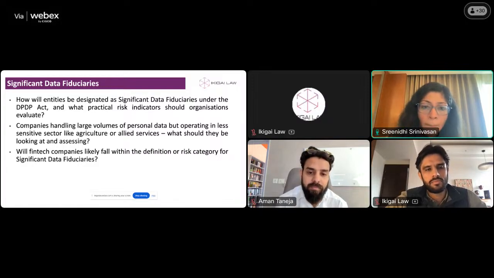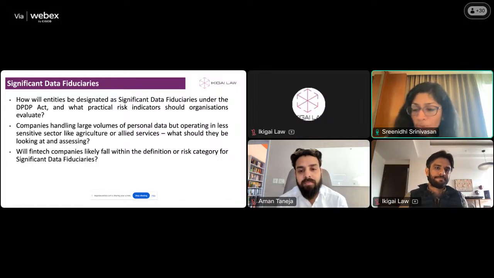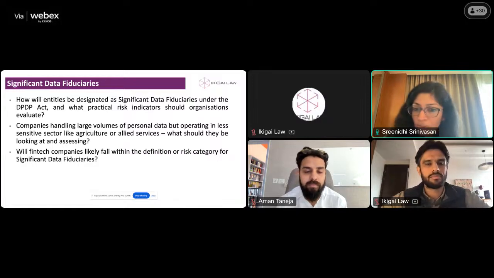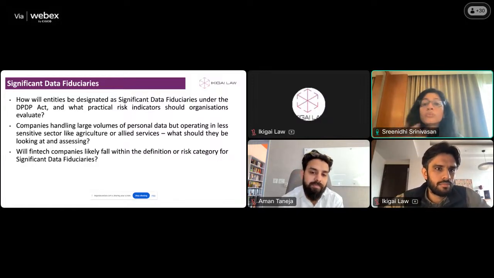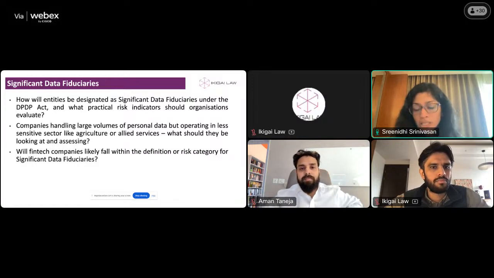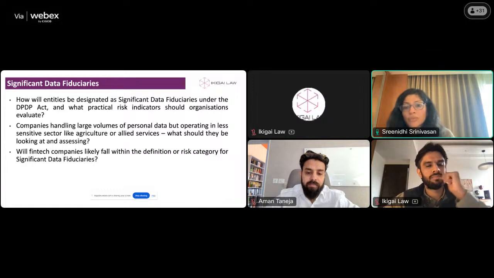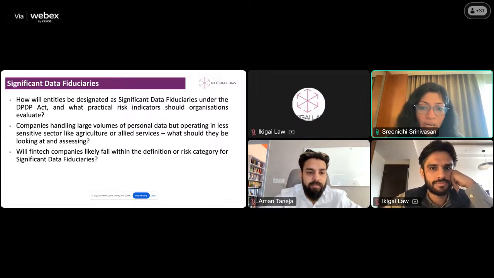So one is the user threshold, and then also the kind of data that you're processing. Let's say a bank or a financial institution, again with large volumes of financial data, which under the current SPDI rules is also considered sensitive, as is certain health information. Those are the kinds of organizations likely to be under the scanner or part of this SDF classification. I'm wondering, Aman, if you want to add to that.